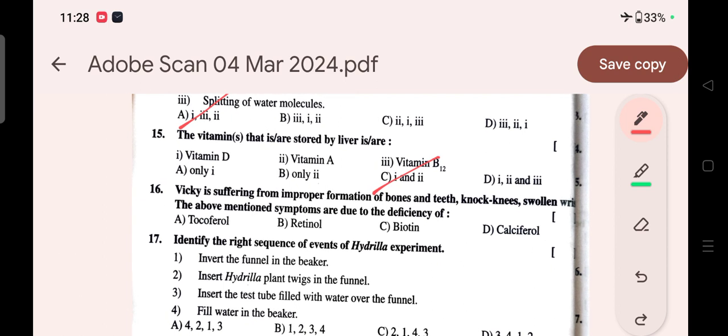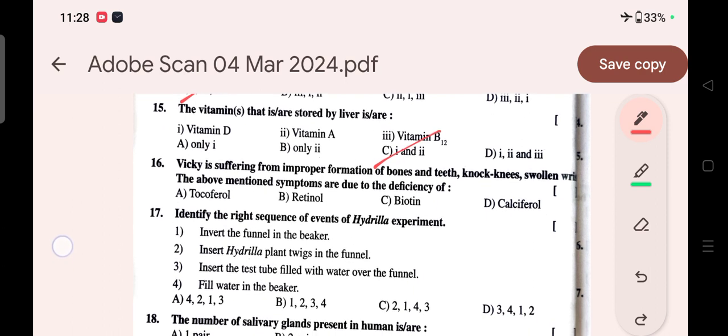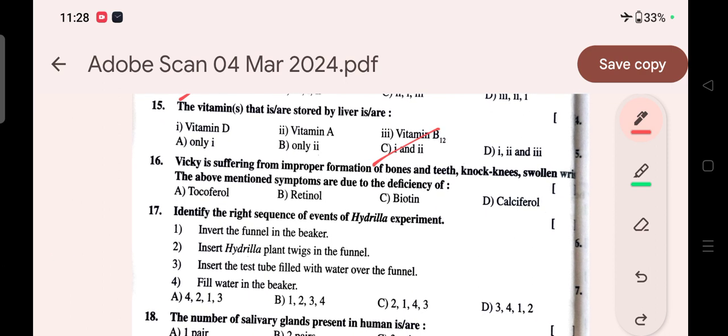Vicky is suffering from improper formation of bones and teeth, knock knees, swollen wrists and ankles. The mentioned symptoms are due to the deficiency of vitamin D. Vitamin D's chemical name is calciferol. Option D is the correct answer.